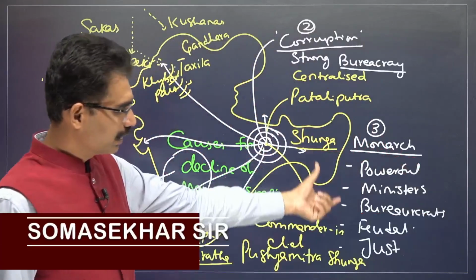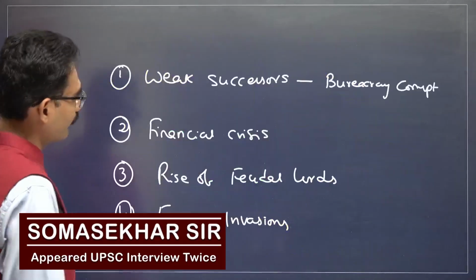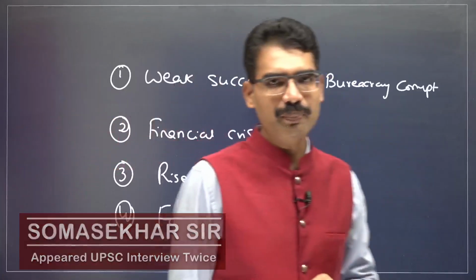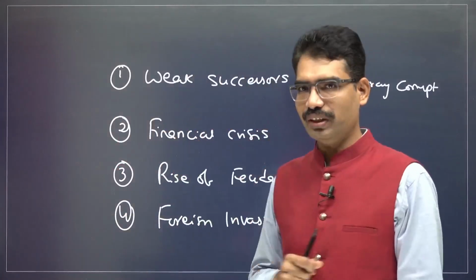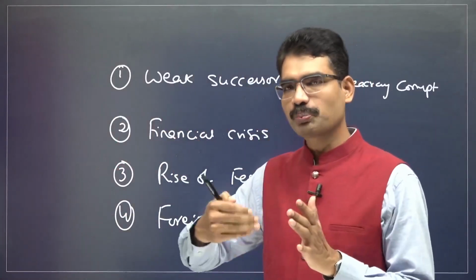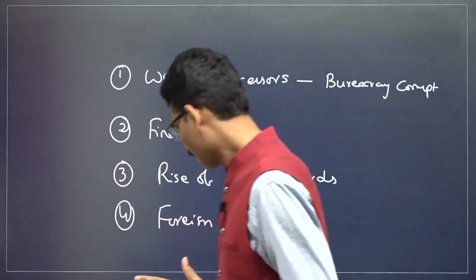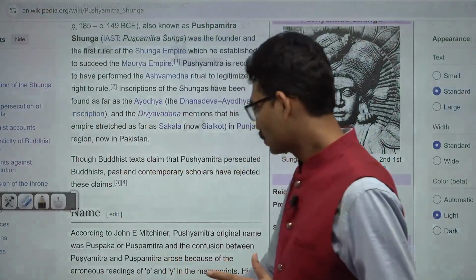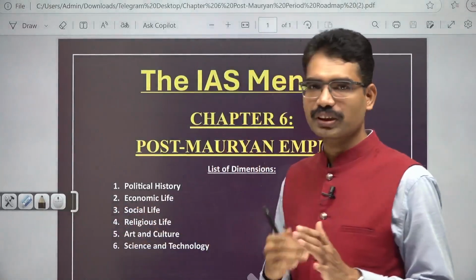These are the different factors for the decline of the Mauryan Empire and the rise of different kingdoms in the post-Mauryan time period. So when it comes to the political history of the post-Mauryan time period, we have to see it in multiple phases. We cannot complete the entire political history of the post-Mauryan period in one go. So consider this as part 1.